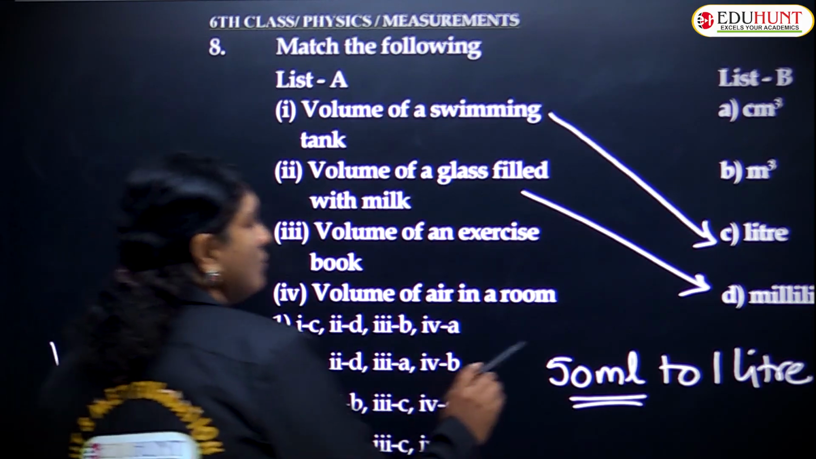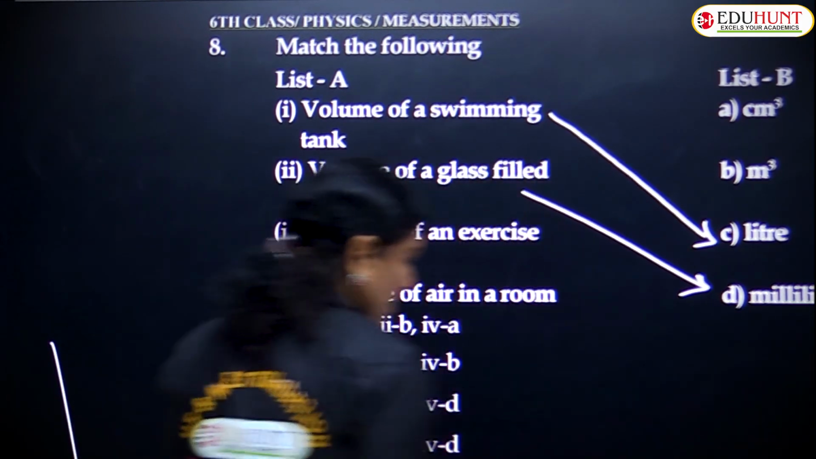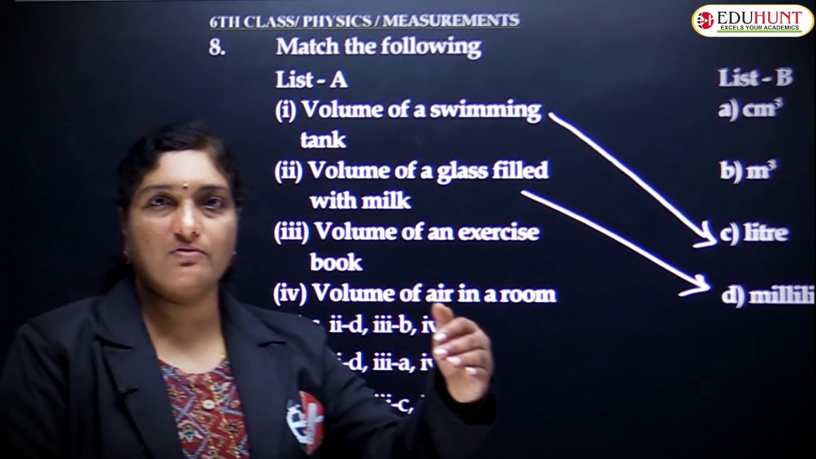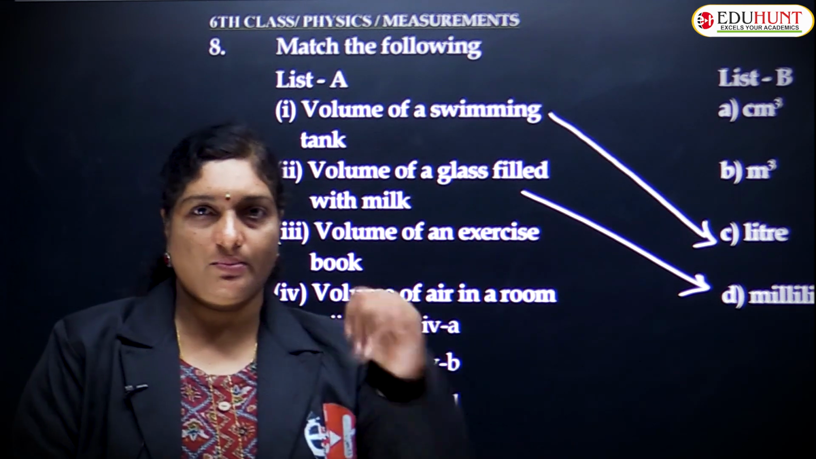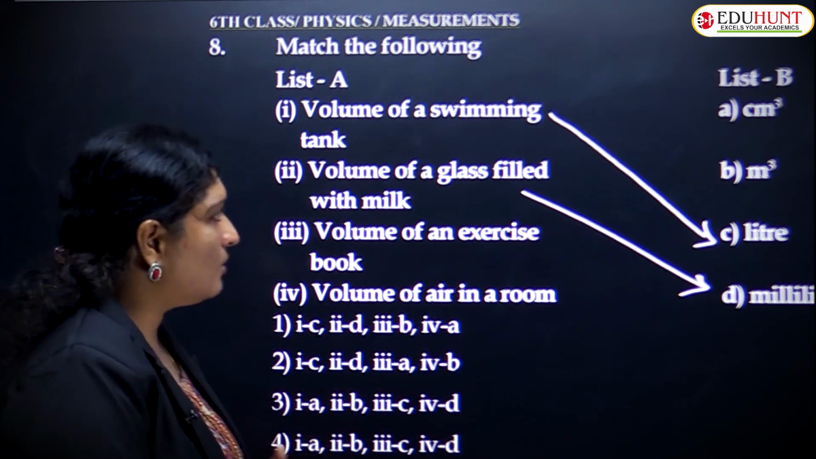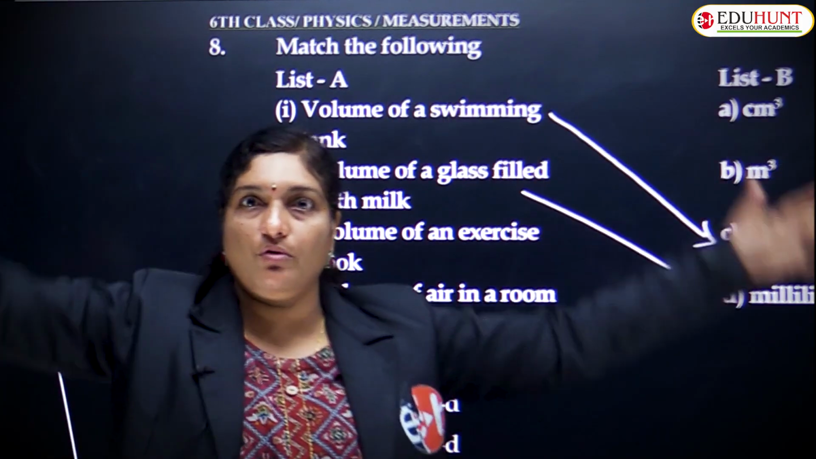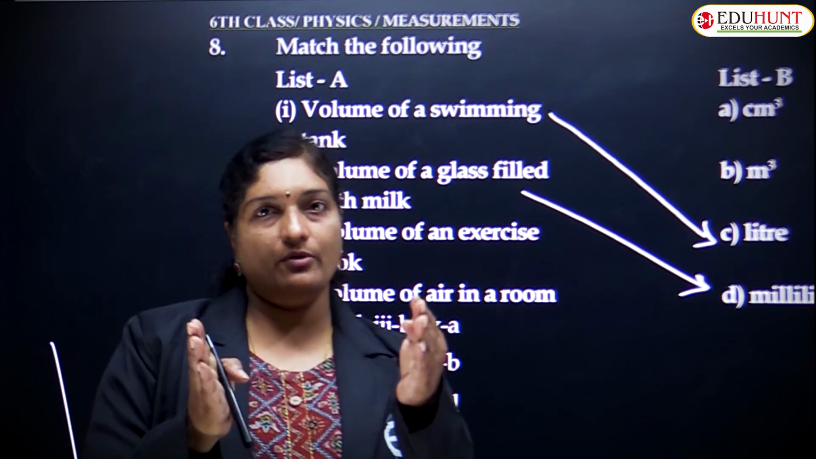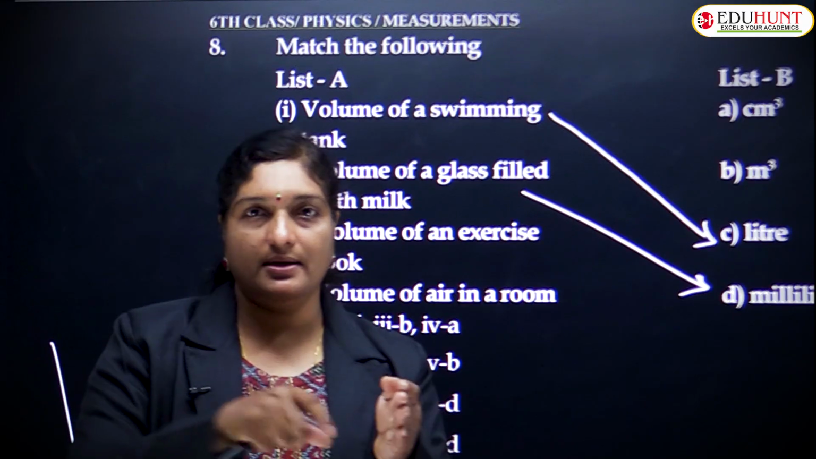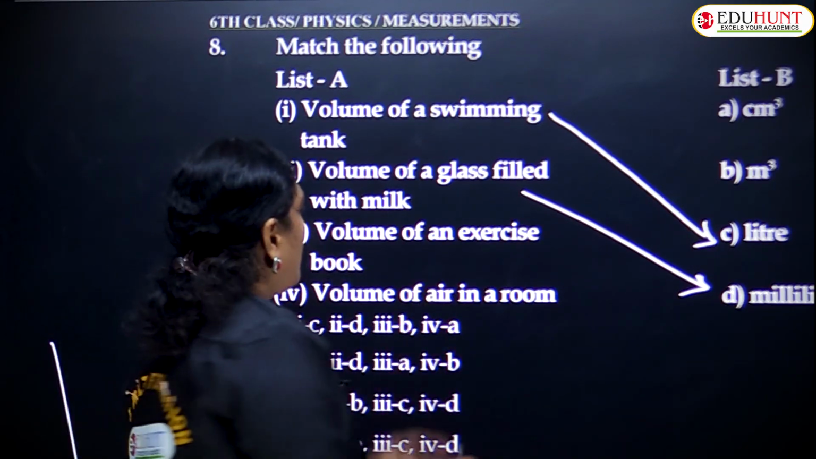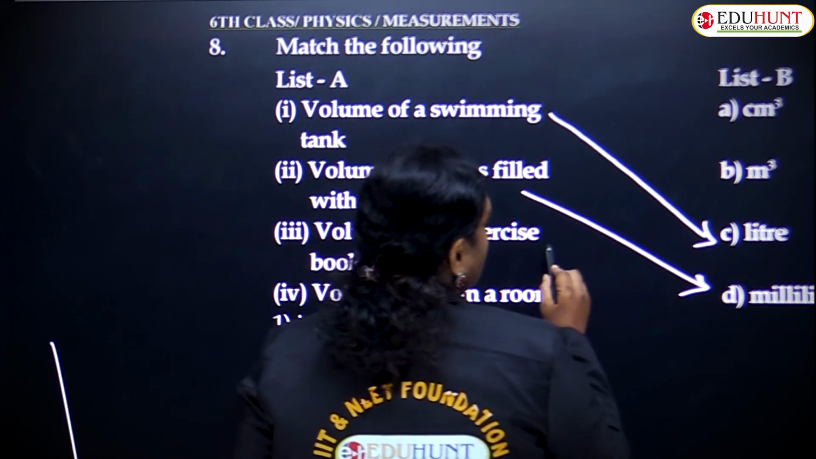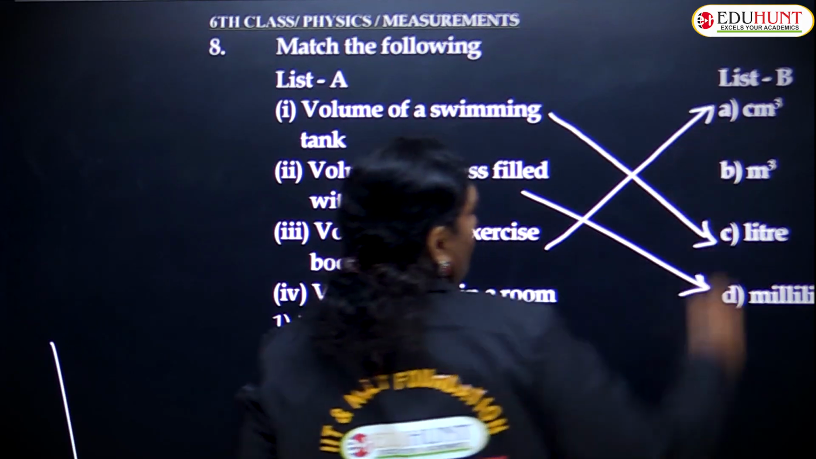Okay, the volume of an exercise book. Exercise book means how much size will the book be? You know the size of the book. You wouldn't measure it in meter cube. A meter is this much bigger, so the book won't be that size. The book will be this much, so hardly centimeters you will be measuring. So the volume of an exercise book is measured in volume, meaning length, breadth, height, everything will be there.